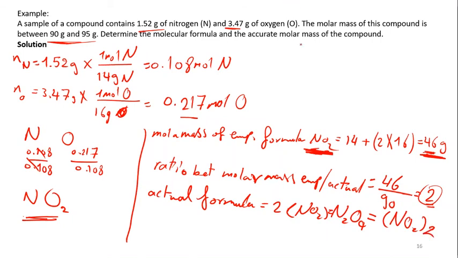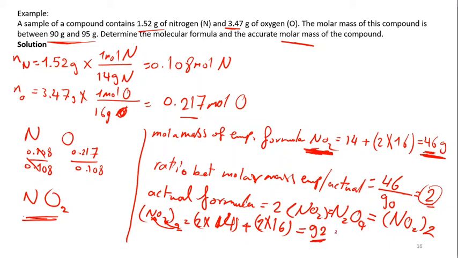Now let's calculate the molar mass of my actual formula. So the molar mass of my actual formula, NO2 by 2, is equal to, I have to multiply this by the nitrogen and by the oxygen. So 2 by 14, plus 2 by 16, which is equal to 92. I could see that 92 grams. This means my molar mass actually lies between the 90 grams and the 95 grams.